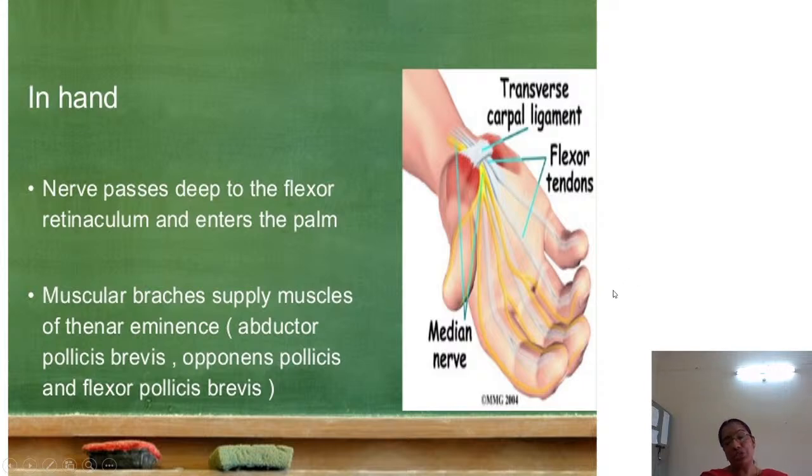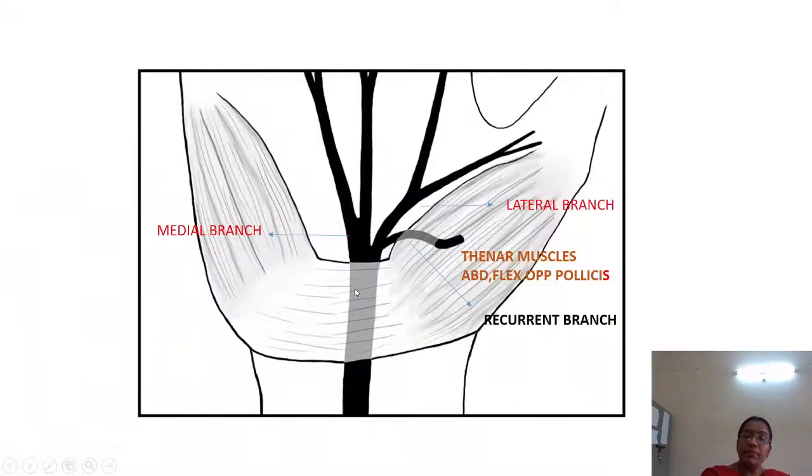So our course should start from here only. When it has entered beneath the flexor retinaculum, the median nerve enters the palm. I think you know, when we started the class, I said that the structure passing beneath the flexor retinaculum is the median nerve.